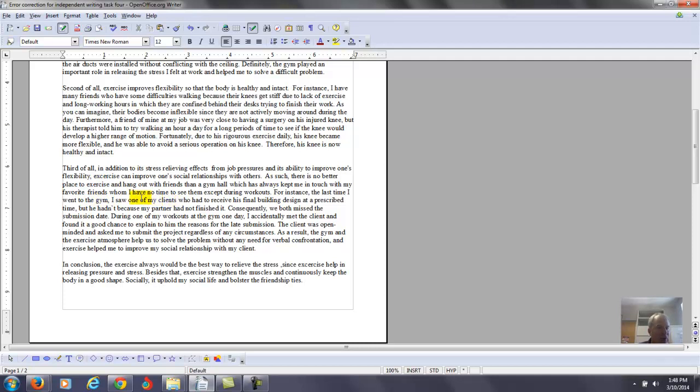During one of my workouts at the gym one day, I accidentally met the client and wanted a chance to explain to him the reasons for the late mission. The client was reminded and asked me to submit the project regardless of the circumstances. As a result, the gym atmosphere helped us to solve the problem without any need for verbal confrontation, and exercise helped me to improve my relationship with the client.